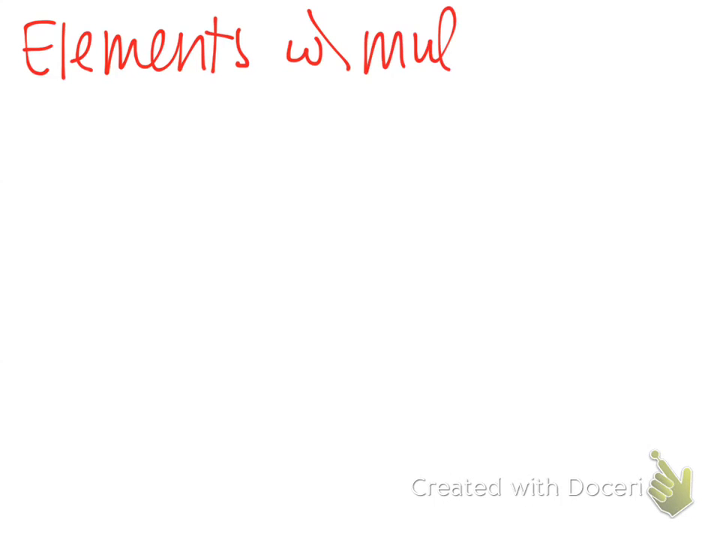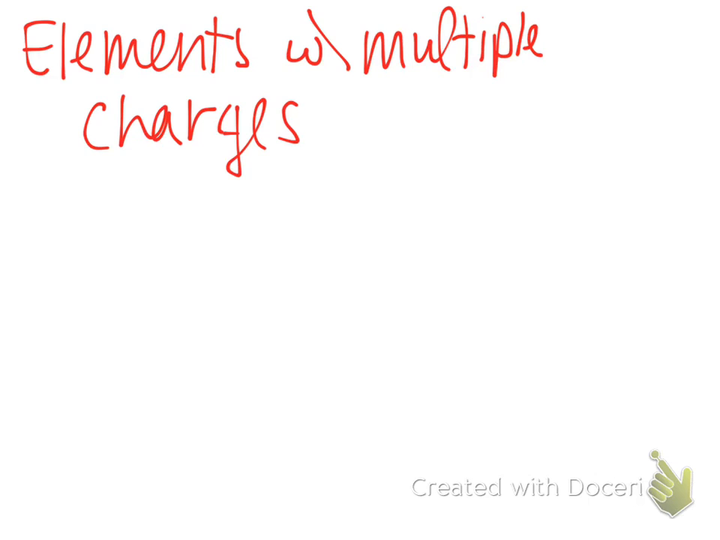So we're going to focus today on those elements with multiple charges. Where are those found on the periodic table? In the middle, right? These are the transition metals, okay? So those have multiple charges.